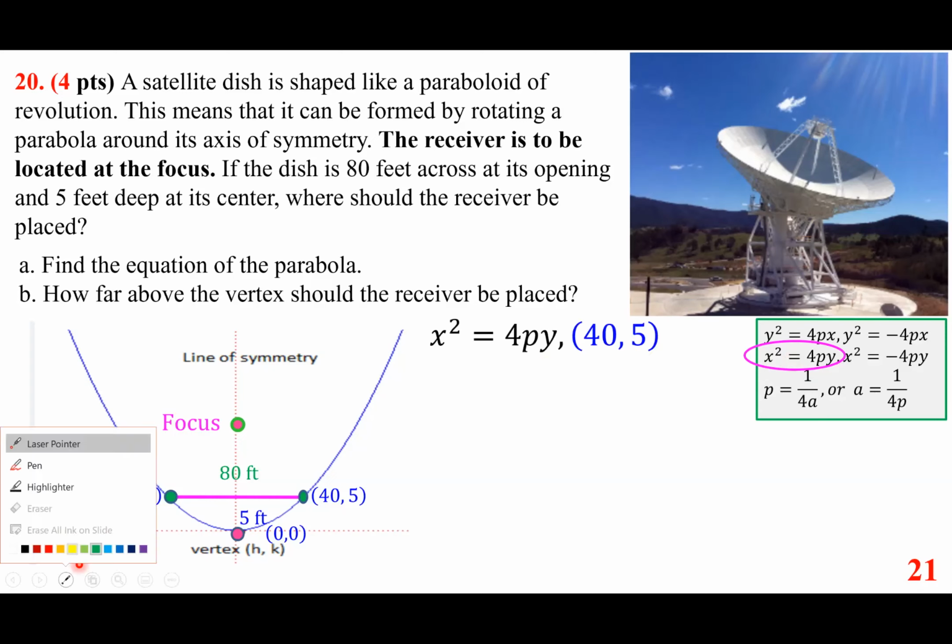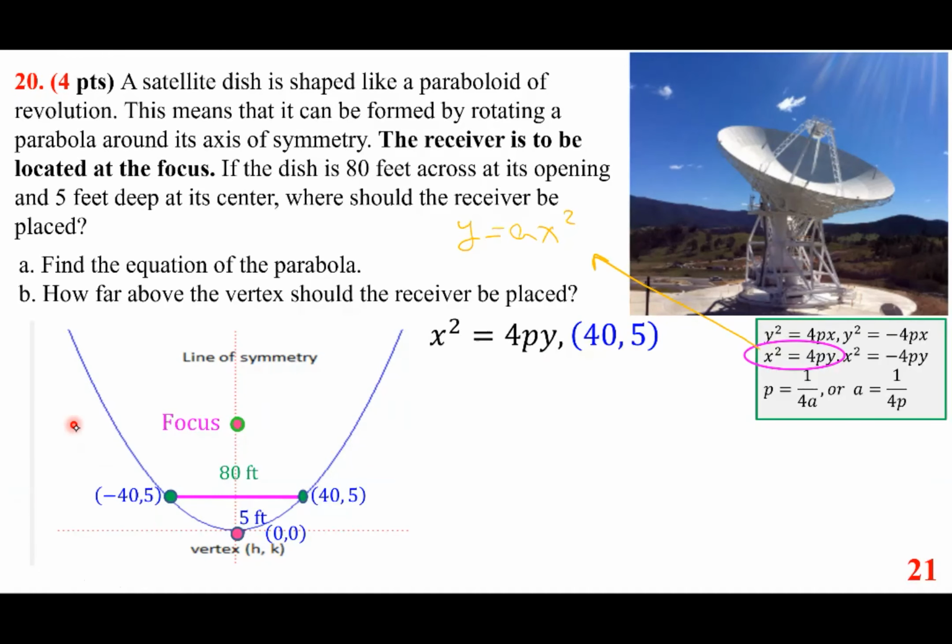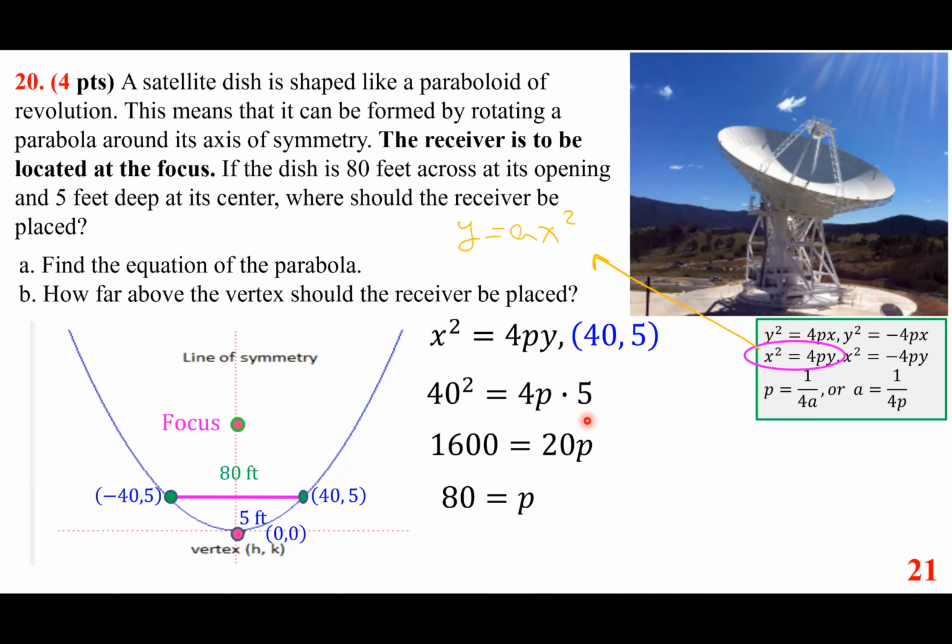Again, we could say just the way we did it, y equals ax squared, and the relationship between a and p is that one of them is 1 over 4 times the other one. For example, a is 1 over 4p. So all you have to do is plug in the pair, either this pair or, doesn't matter, this pair. If I replace the x with 40, I must replace the y with 5. This is 1600. This is 20p, and I'm going to divide by 20. And the focal distance, this distance is 80 first and foremost.